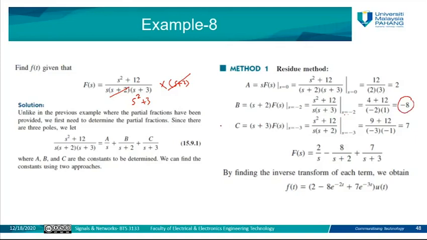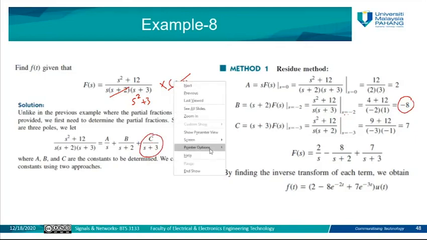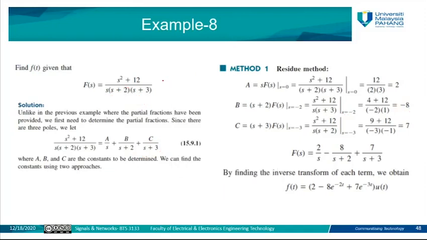Then you move to find the third part here, which is C over (s plus 3). You are going to multiply by (s plus 3), so this (s plus 3) will cancel with that (s plus 3).